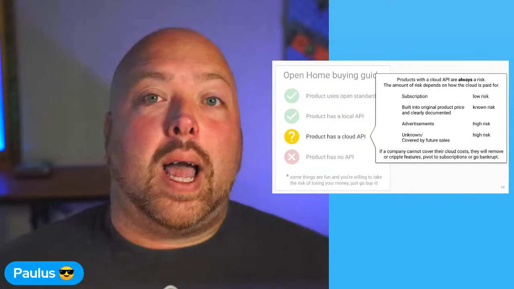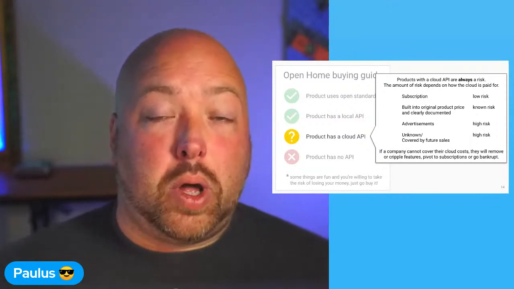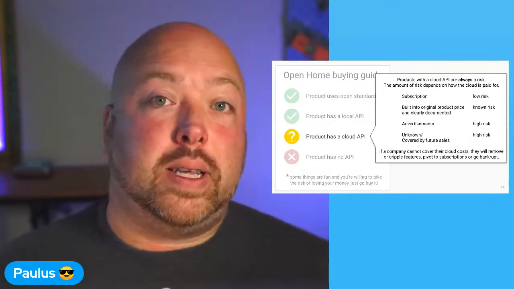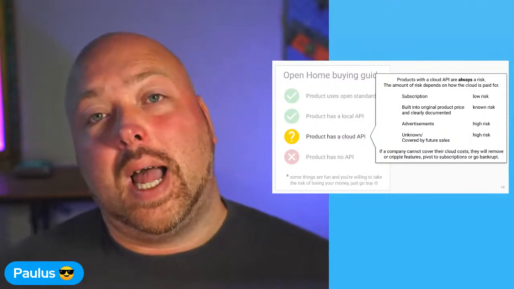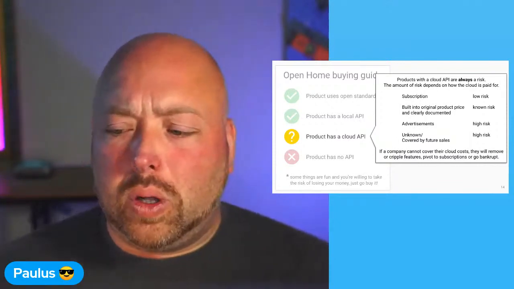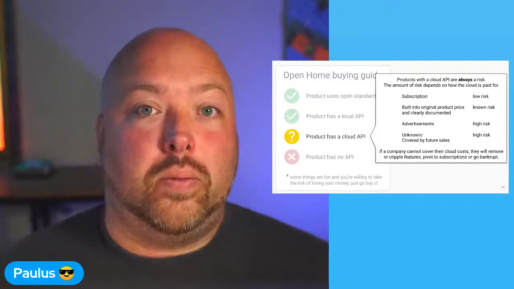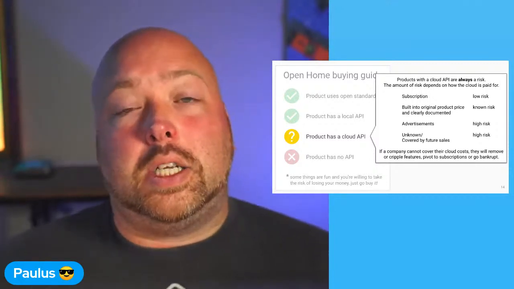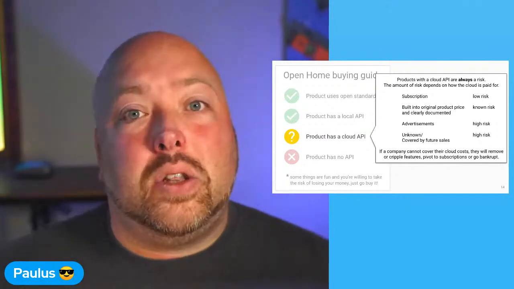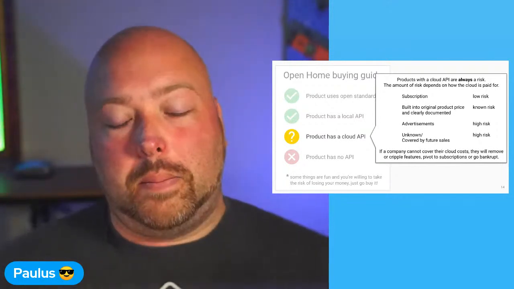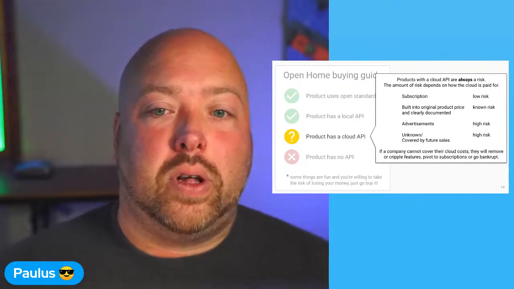Some products will have the initial price of the product include certain years of guaranteed cloud usage. For example, Philips has a cloud API to integrate with Google, and they write in their support that you get 3 years of cloud when you buy a hub. Now, this doesn't mean it's a low or high risk, but it's at least a known risk, so you know how to deal with it, and you can judge for yourself.